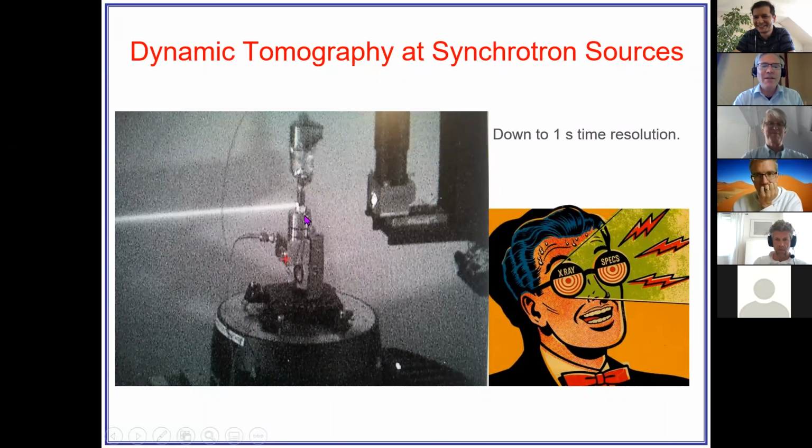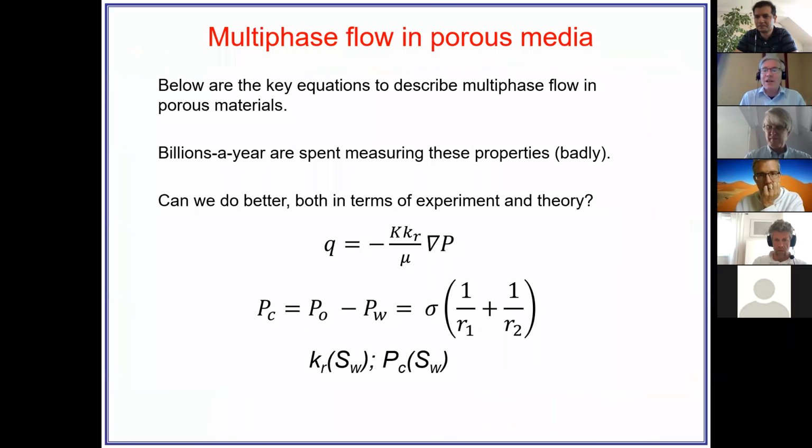And then, because it's a bright source, you can image really rapidly. And we can get down to a 1 second time resolution now. So it is like that cartoon. So you've got X-ray spectacles. But it's even better than that because it's 3-dimensional imaging. So every second we can take a billion voxel 3-dimensional image of the rock and the fluids within the pore space. Okay, so what are we trying to do?